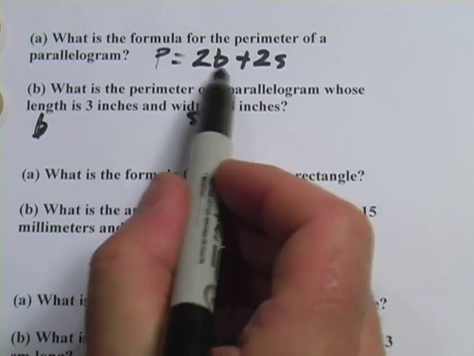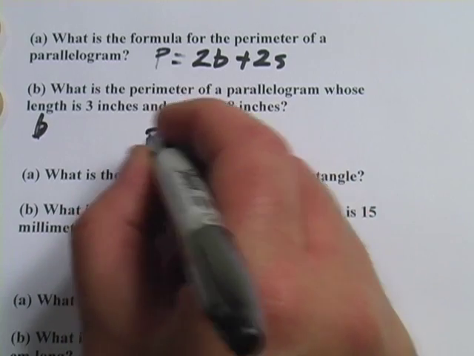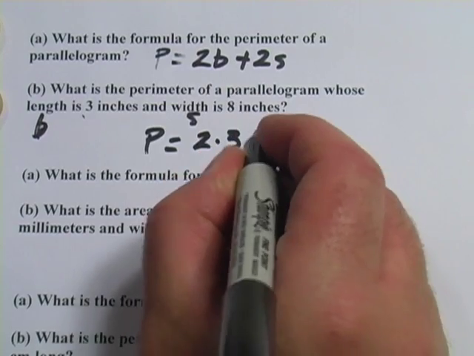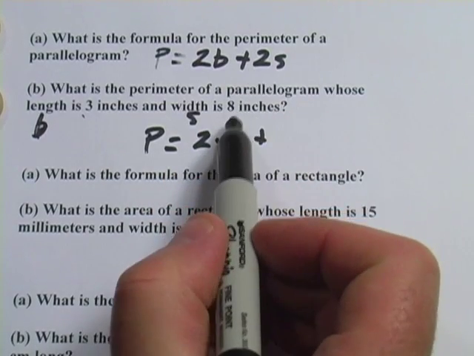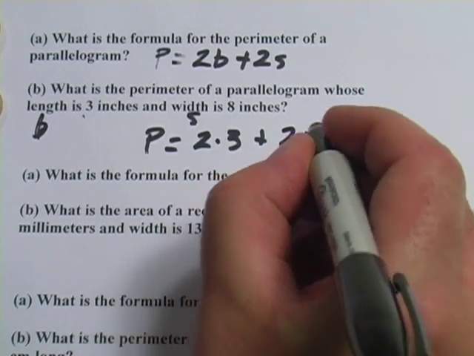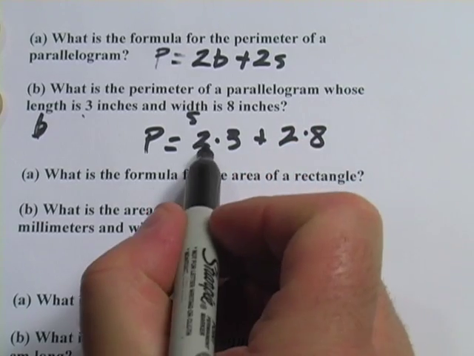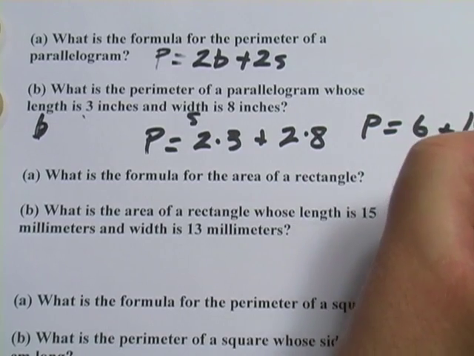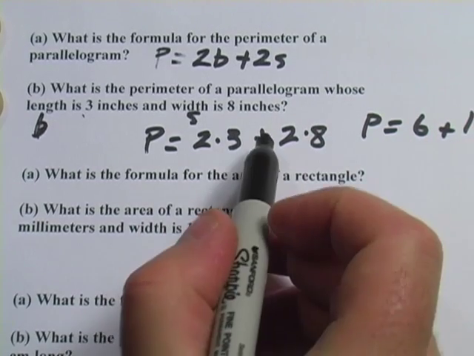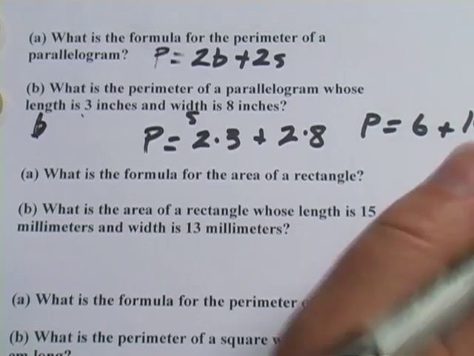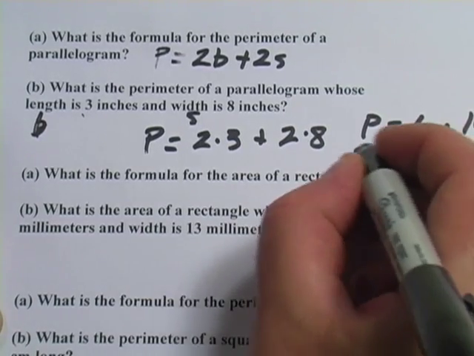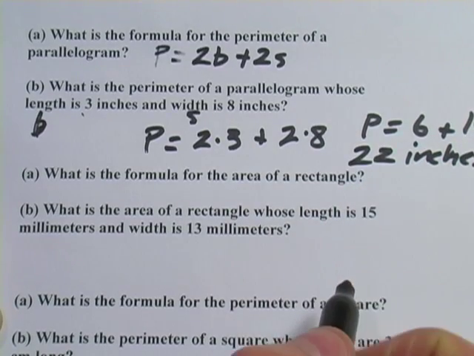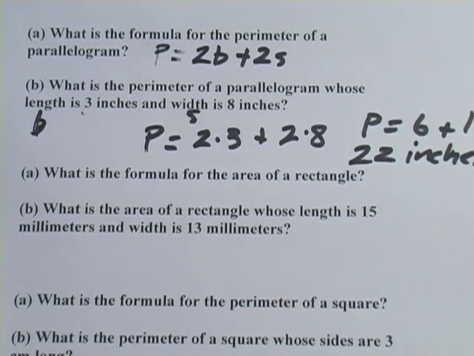In that case, we can plug it right into this formula. Perimeter equals 2 times the base. Well, the base is 3 inches, so 2 times 3 plus 2 times the side, 2 times 8. And that would be 6 plus 2 times 8 is 16. That would equal 22. Now they told us inches, so it would be 22 plain old inches. Not inches squared, only inches squared if it's an area.